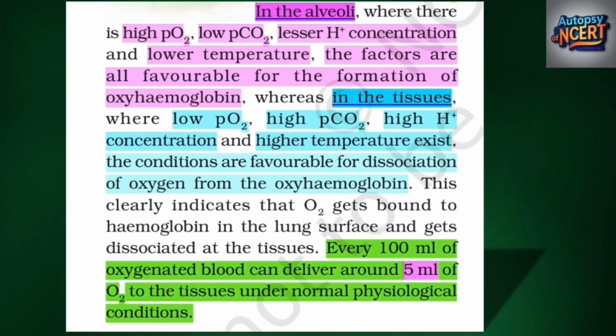In the alveoli, where there is high PO2, low pCO2, lesser H+ concentration and lower temperature, the factors are all favorable for the formation of oxyhemoglobin, whereas in the tissues, where low PO2, high pCO2, high H+ concentration and higher temperature exist, the conditions are favorable for dissociation of oxygen from the oxyhemoglobin. This clearly indicates that O2 gets bound to hemoglobin in the lung surface and gets dissociated at the tissues. Every 100 milliliters of oxygenated blood can deliver around 5 milliliters of O2 to the tissues under normal physiological conditions.